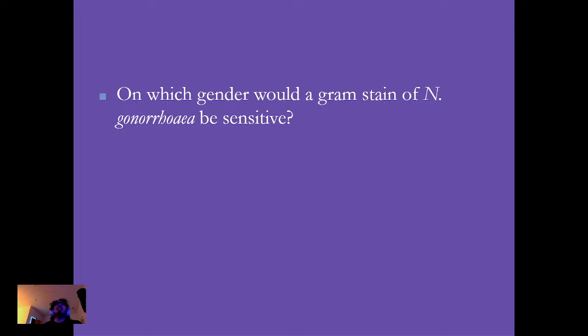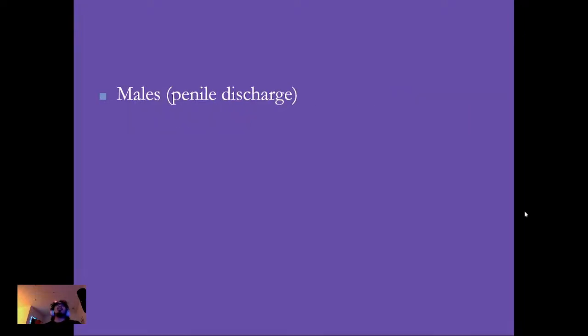On which gender would the gram stain... ito na pala yun. Okay? On which gender is penile discharge or yung purulent discharge na yan. Okay? From males.